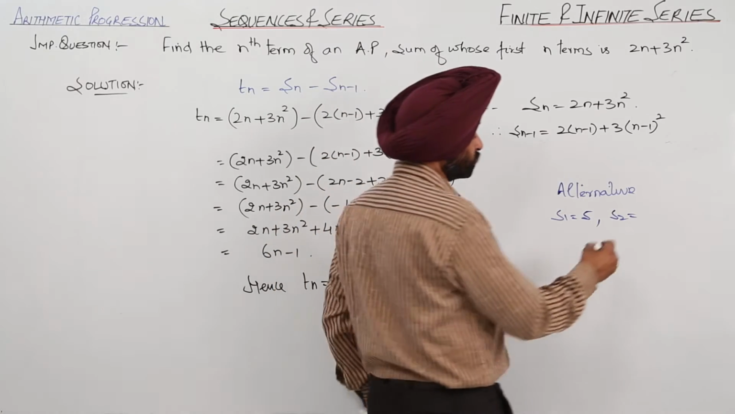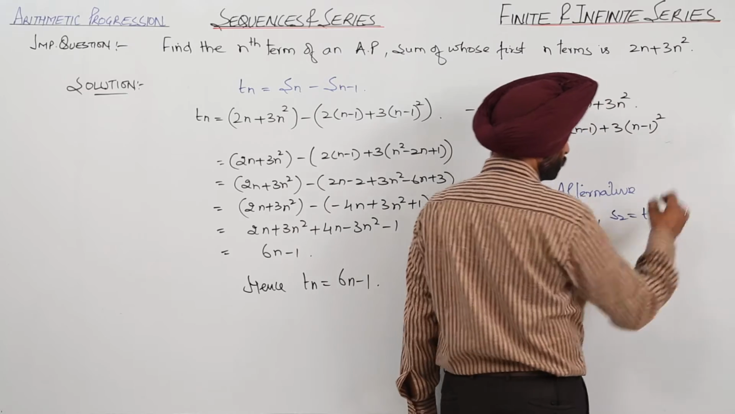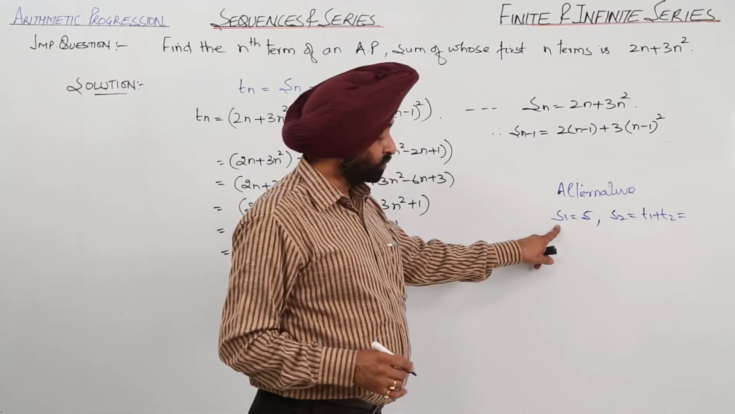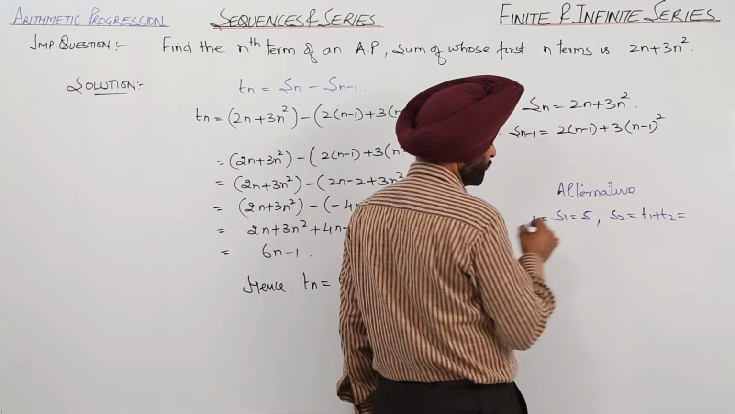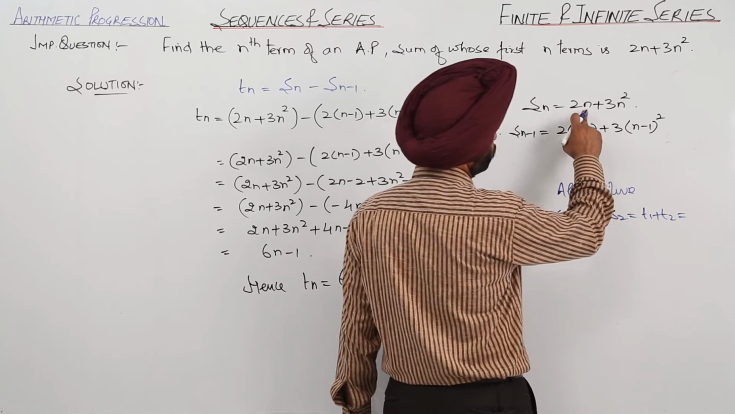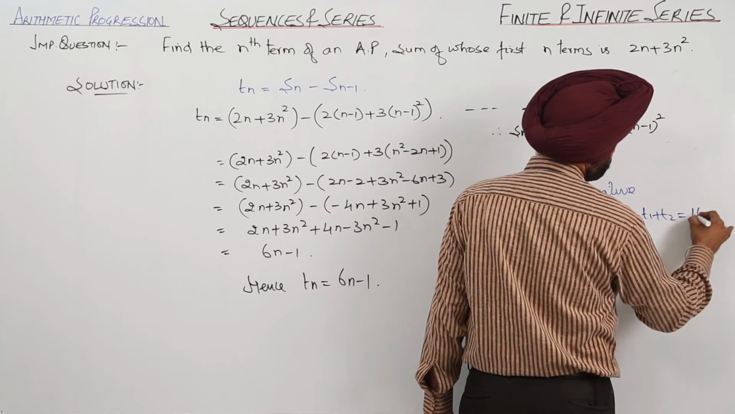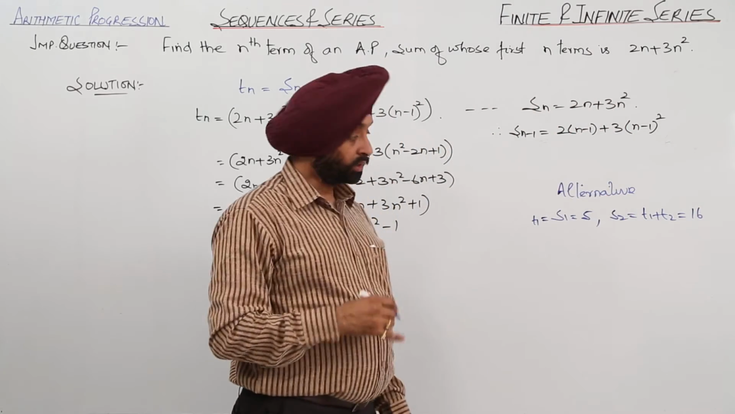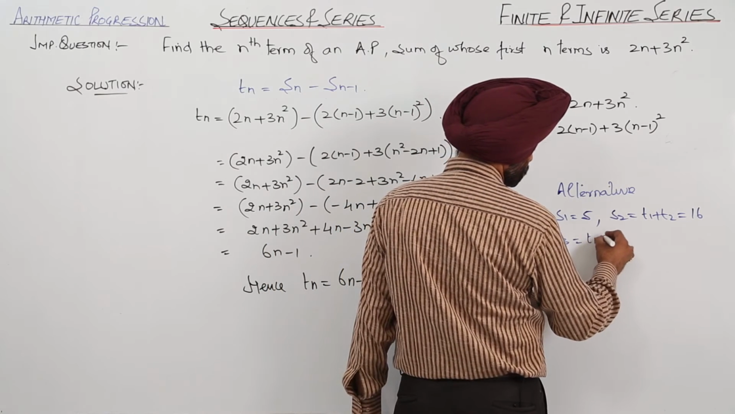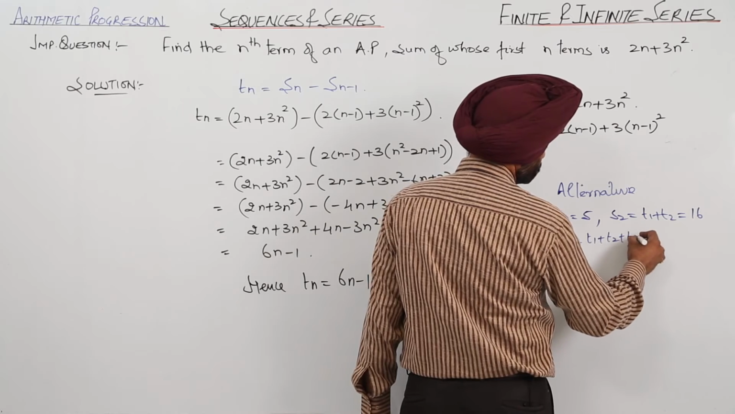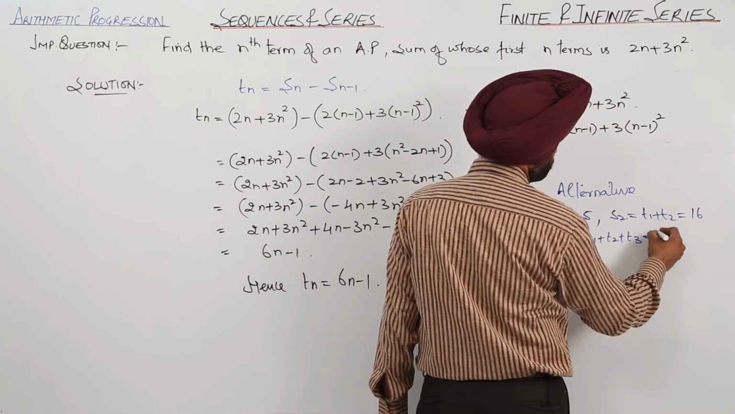Now S2 means T1 plus T2. Okay, that is S2. S1 is what? T1. Now S2 is equal to what? When you are putting 2 here, it means 4 plus 12 is 16. What is S3? S3 is T1 plus T2 plus T3. When you are putting 3, 27 plus 6, it is 33.